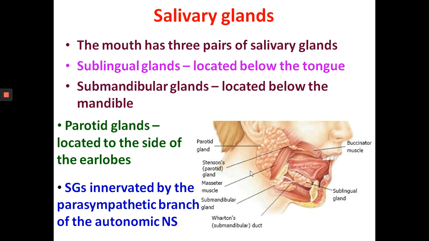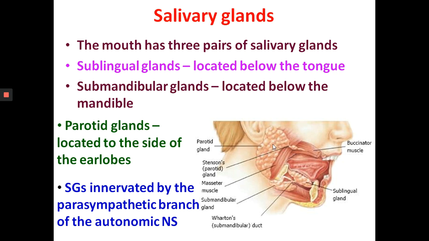The sublingual glands, from the name itself, we can say sub means below, lingual, that is below the tongue. This you see here, sublingual gland. Then the submandibular gland, located below the mandible, and the parotid gland, located to the side of the earlobes. This earlobe here, to the side of the earlobe. So sublingual, submandibular, and parotid gland, three glands on each side.